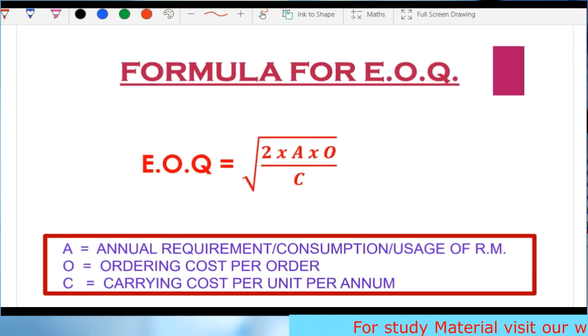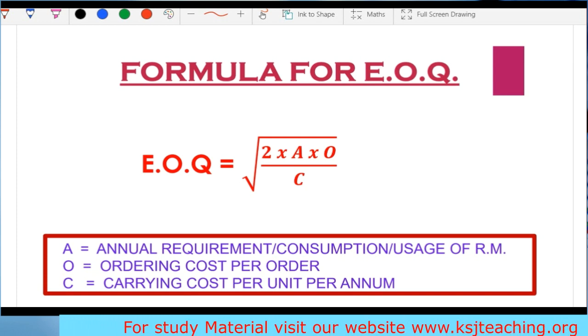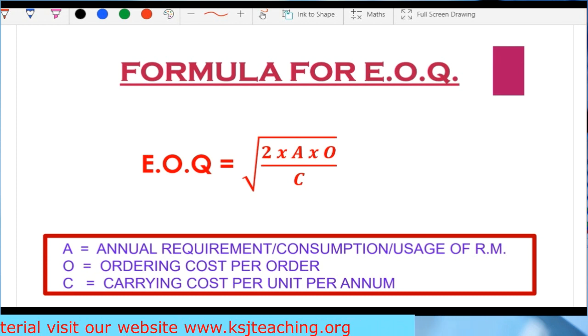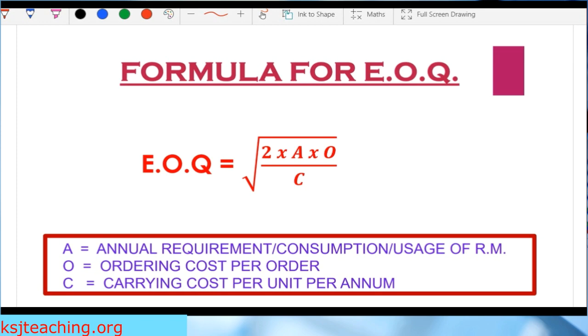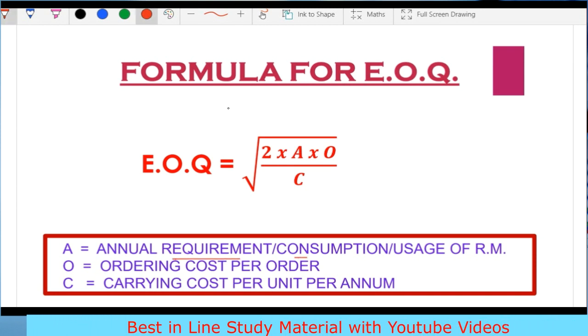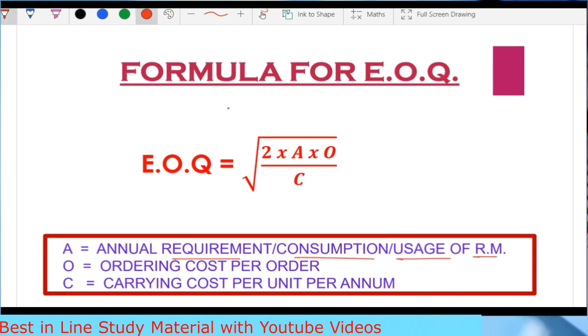So this is the formula for EOQ, right? See, this is a formula where we don't have the derivation. This is what I call the formula. What is the formula? EOQ equals the root of 2 into A into O divided by C. What is A? A is the annual requirement or consumption or usage of raw material.